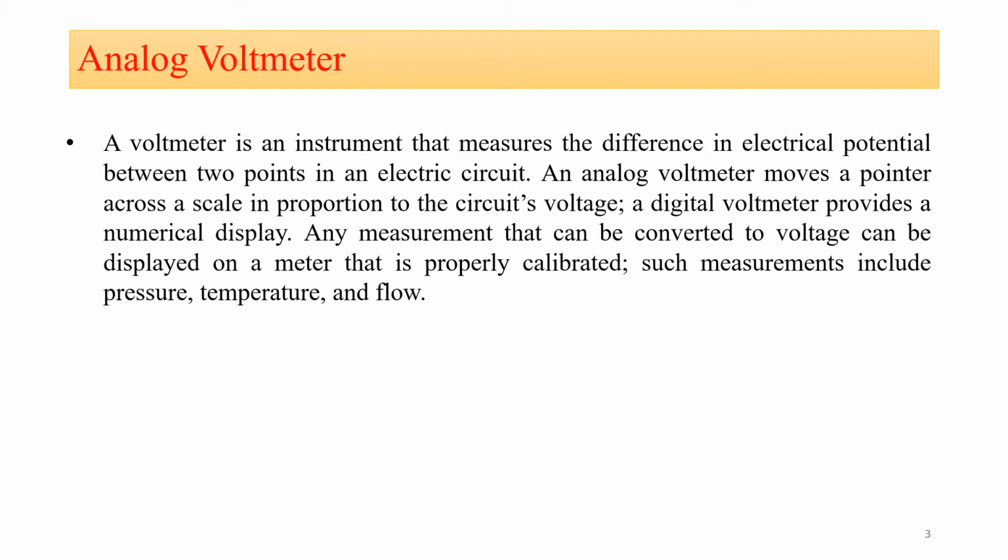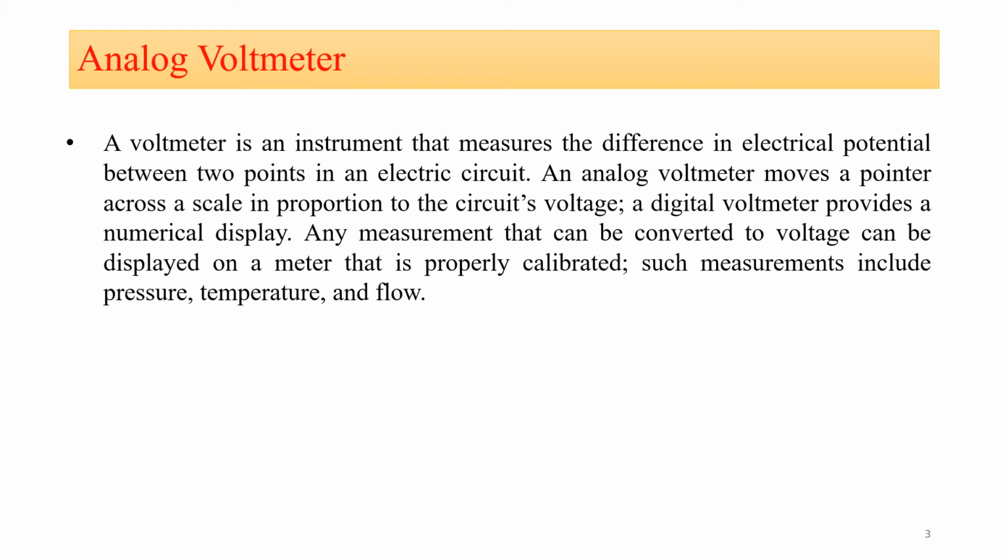As we know, voltmeter means it measures the voltage. So a voltmeter is an instrument that measures the difference in electrical potential between 2 points in an electrical circuit. An analog voltmeter moves a pointer across a scale in proportion to the circuit voltage, and a digital voltmeter provides a numerical display. That is the main difference between our analog voltmeter and the digital multimeter.